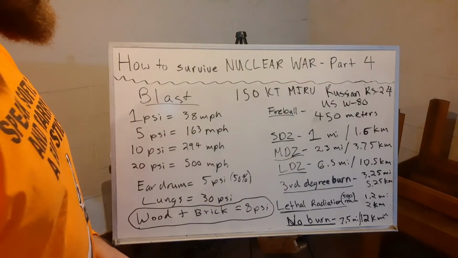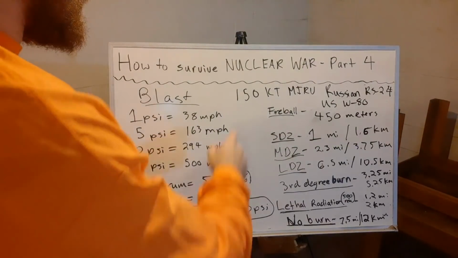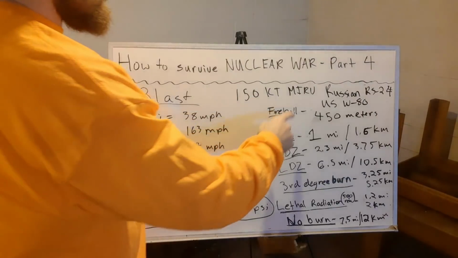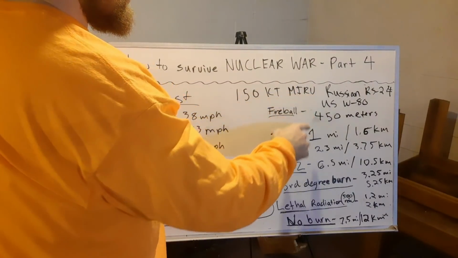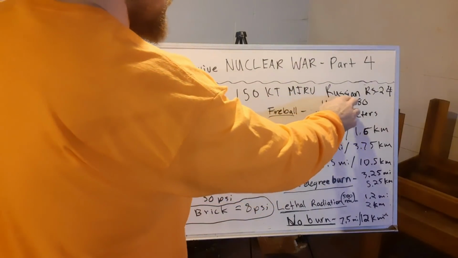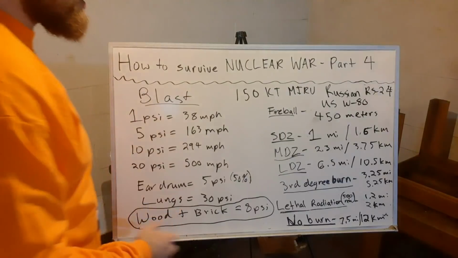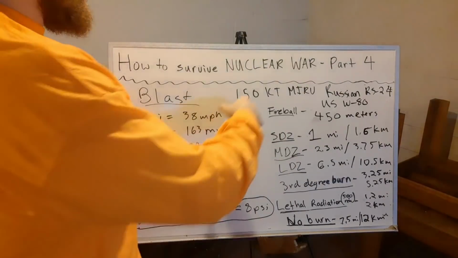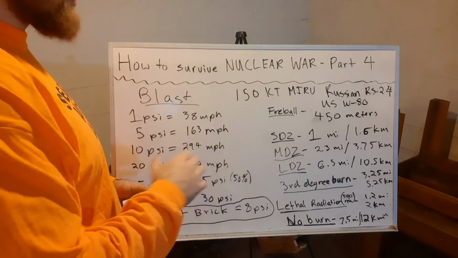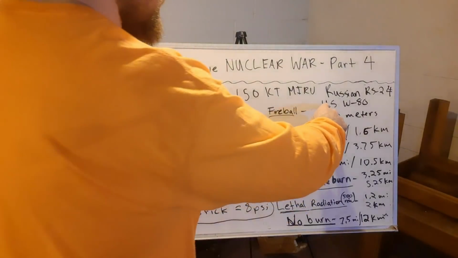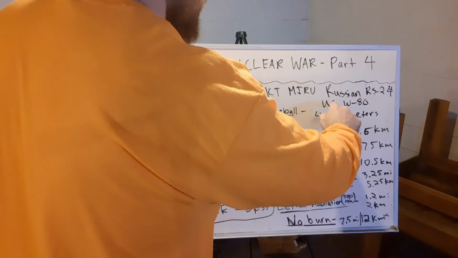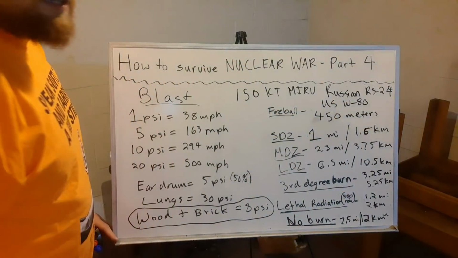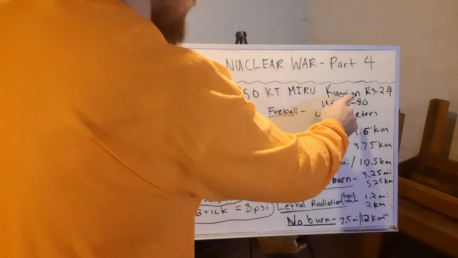All right, guys, so finally we have the 150 kiloton MIRV warhead that's currently used in the Russian RS-24 Sarmat, which is the same as the 300 kiloton warhead that I mentioned right before this one. And it's currently deployed as the US W-80 bomb, okay?